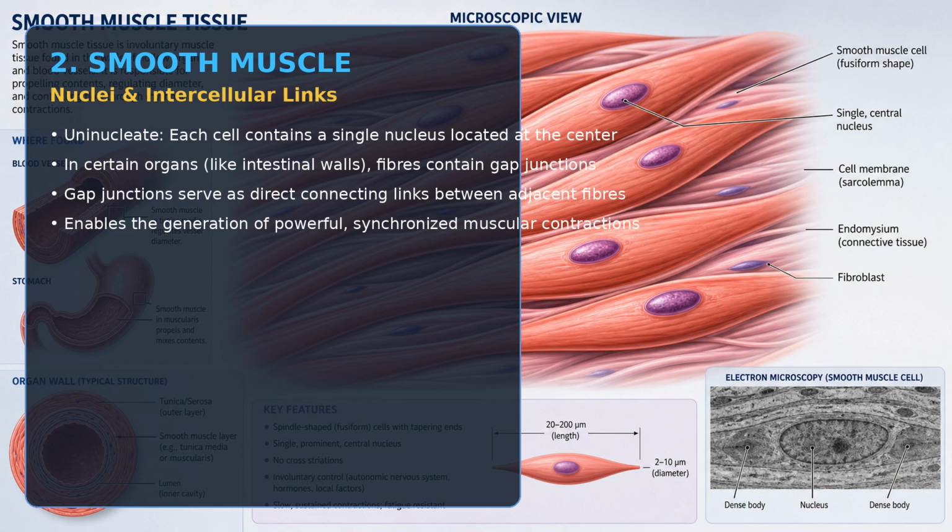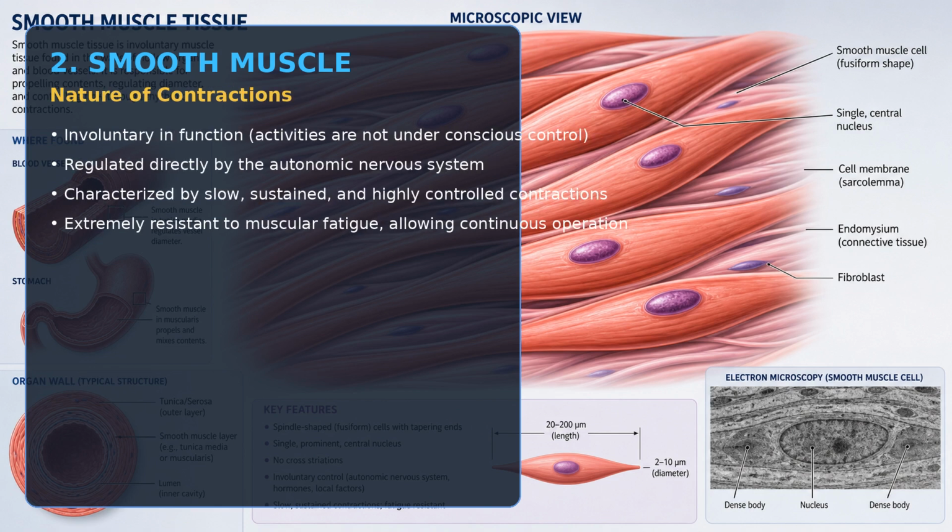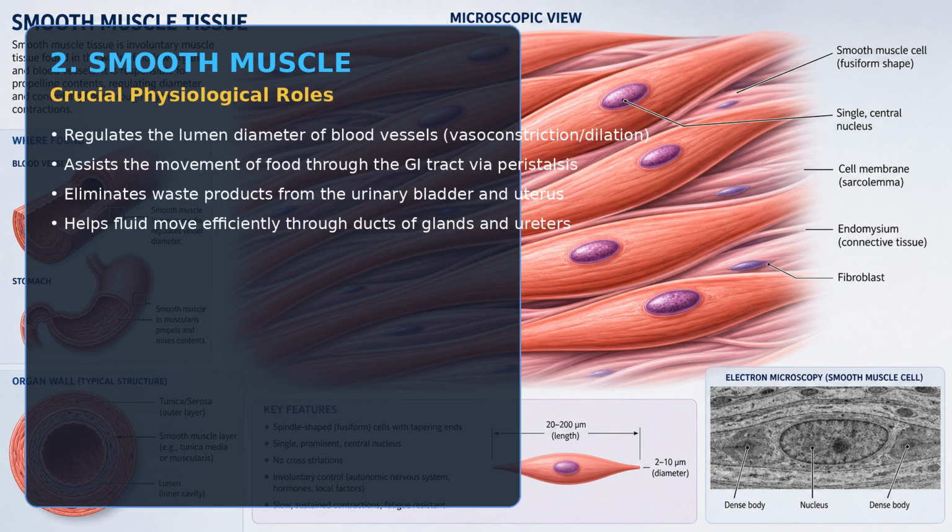In certain organs, such as the intestinal walls, smooth muscle fibers are extensively interconnected by gap junctions, allowing for powerful, coordinated contractions. Smooth muscle operates involuntarily, producing slow, sustained contractions that are highly resistant to fatigue. This specialized action is essential for regulating the lumen diameter of blood vessels, propelling food through the gastrointestinal tract via peristalsis, and expelling waste from the urinary bladder.